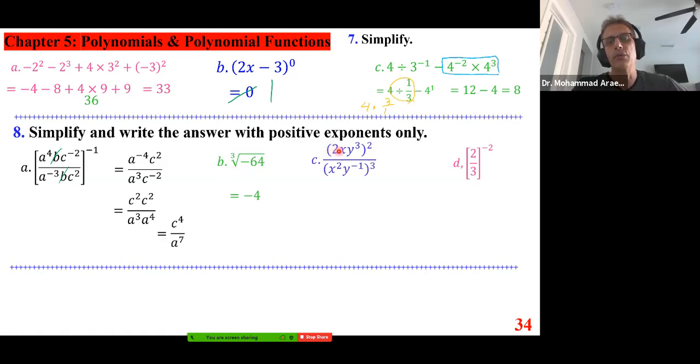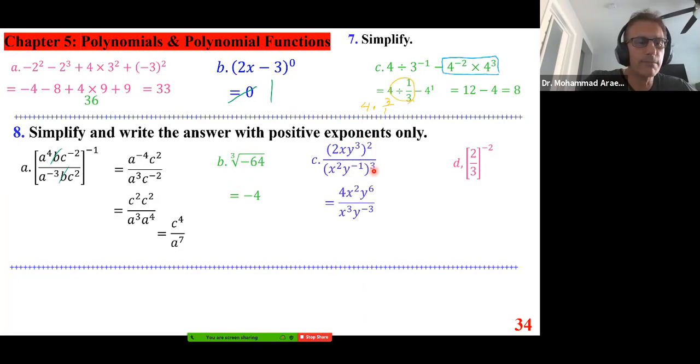All right. For part C, let's apply the 2. That means the power rule. So 2 squared is 4, x squared, y to the power of 3 times 2, 6. We do the same thing here. x to the power of 2 times 3 is 6, y to the power of -3. So let's write that. And now we see how we are going to simplify this.